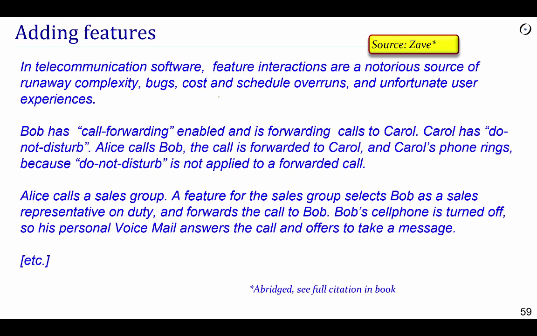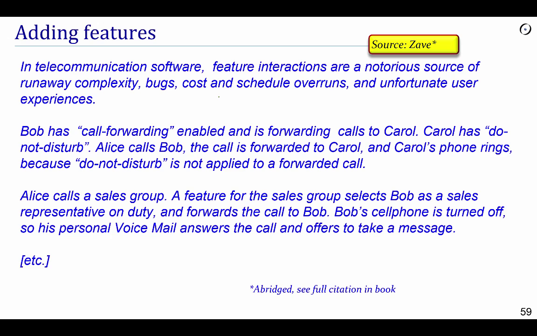Pamela Zave, who has been all her career at AT&T studying and building telecommunication software. Telecommunication software is often feature-based, and she shows the limits of this approach. She says in telecommunication software, feature interactions are a notorious source of complexity, of bugs, of overruns, and bad user experiences. And she gives many examples. I'm only including two here, but I strongly urge you to read her article, starting with her webpage, which already has a lot of material.